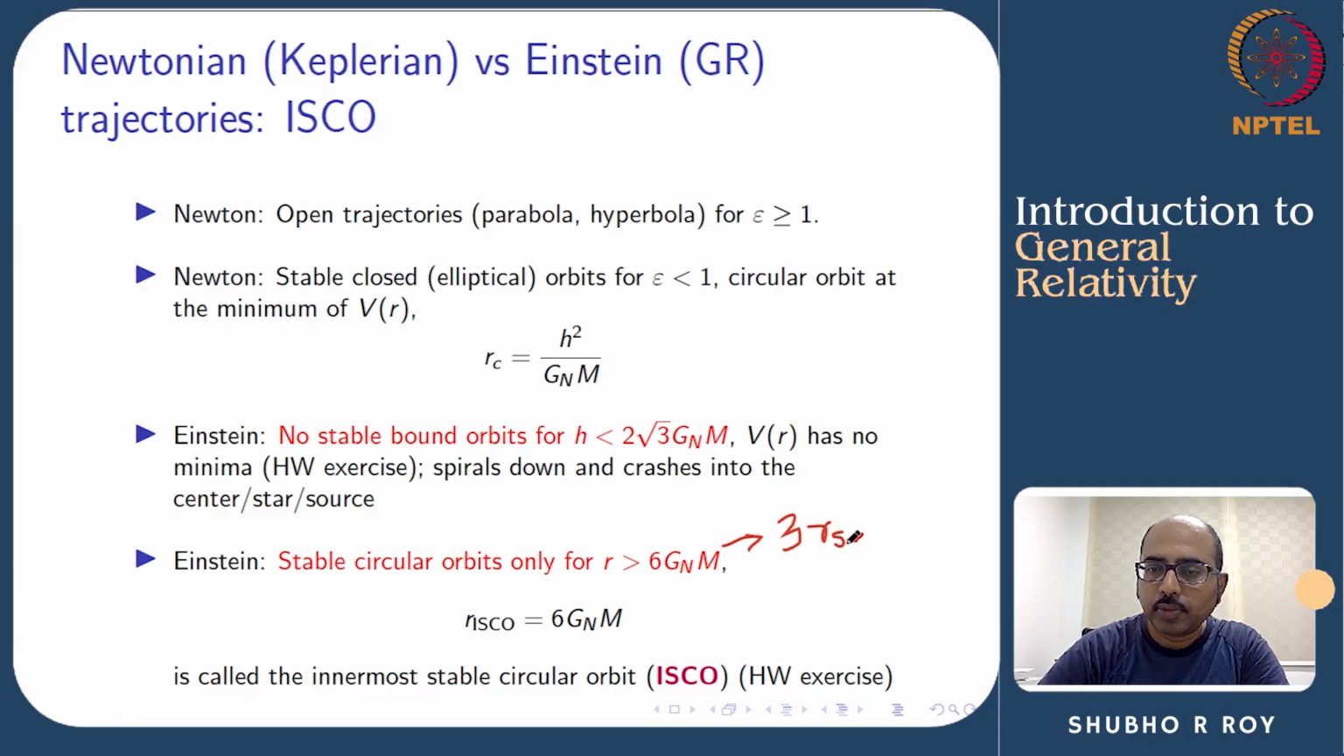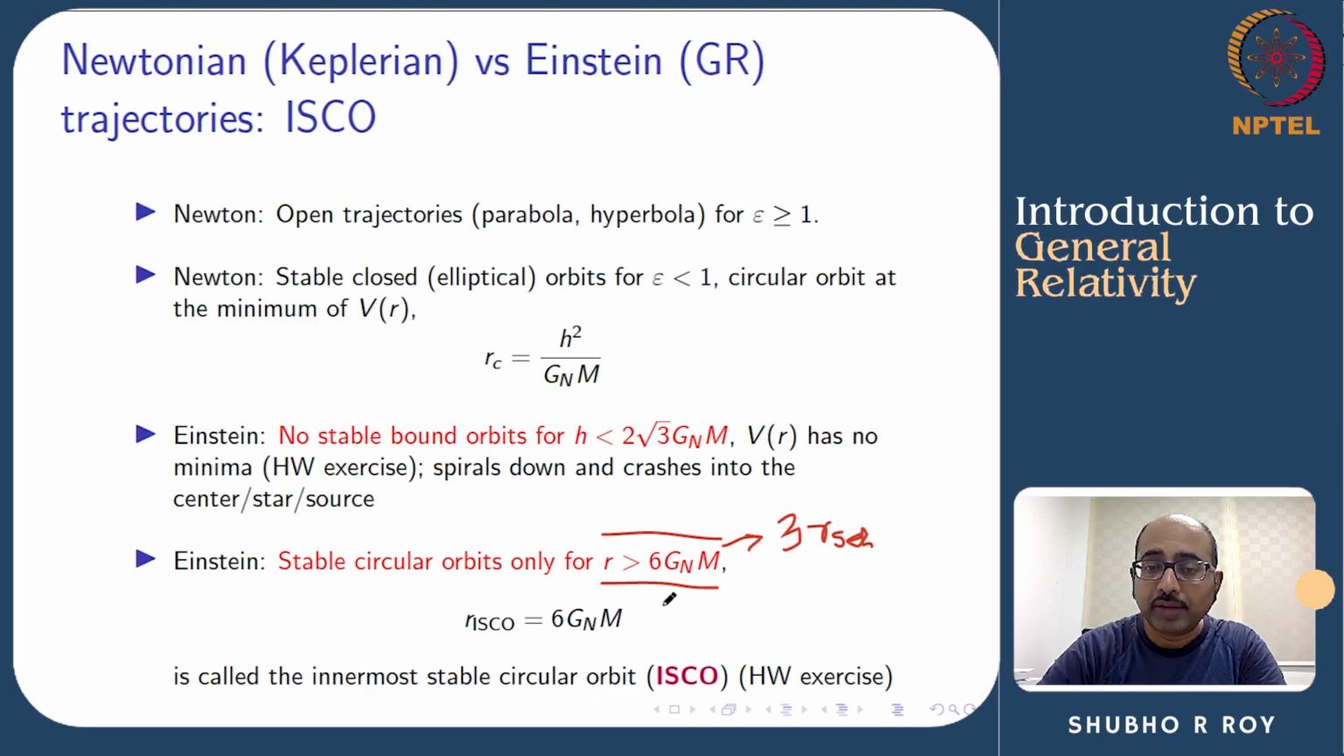So, let me write this thrice. You only have stable circular orbits for this value: 3 times the Schwarzschild radius, or 6 times G Newton m. If you're less than this, you cannot have a circular orbit.